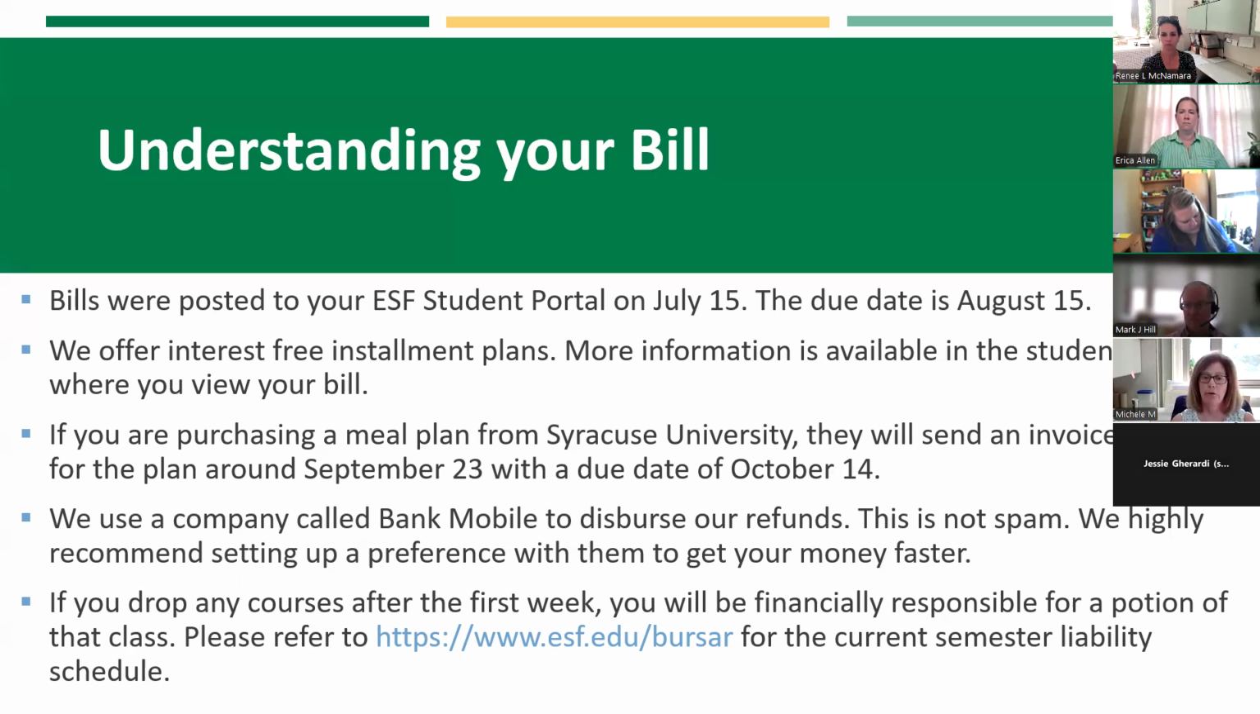We do offer interest-free payment plans. They're found on the same site where you see your bill. It does cost $35 for an application fee, and that's a per semester fee if you sign up every semester. If you sign up by August 15th, you can take your balance due and divide it over four equal installments. If you don't sign up until after the 15th, you've lost one installment, so you're down to 3 installments, but you're still able to sign up.